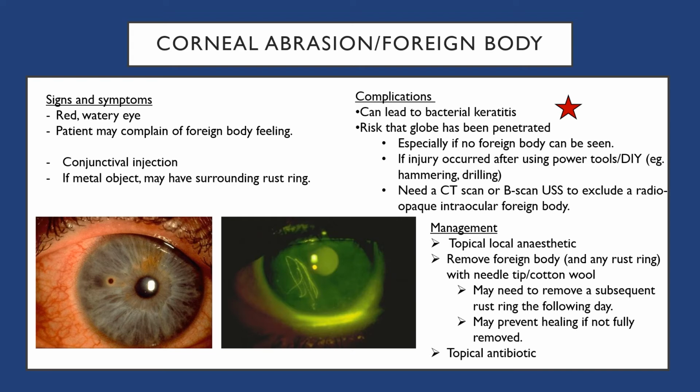The way that I've seen this done in eye casualty is where either a cotton wool is used or the tip of a needle. It's really important that you remove the rust ring as well, even if the patient has to come back on a separate day for this, because the cornea might not heal properly if the rust ring is not removed. You'd also always cover these patients with topical antibiotics to make sure that they don't get a superimposed infection.